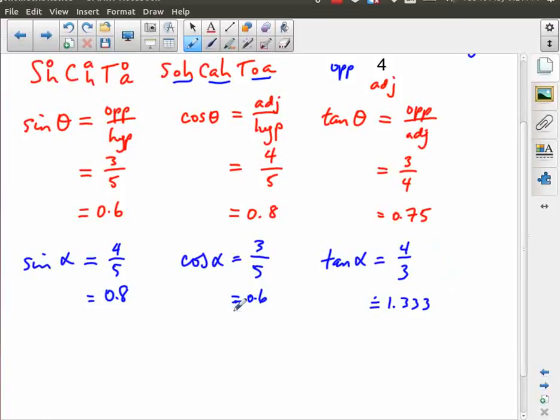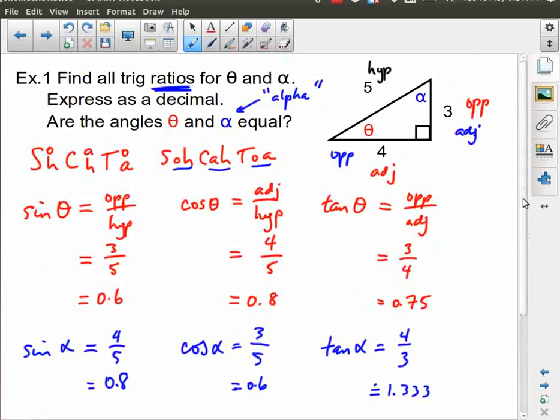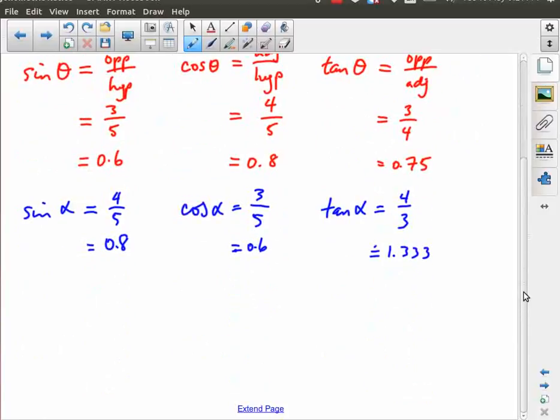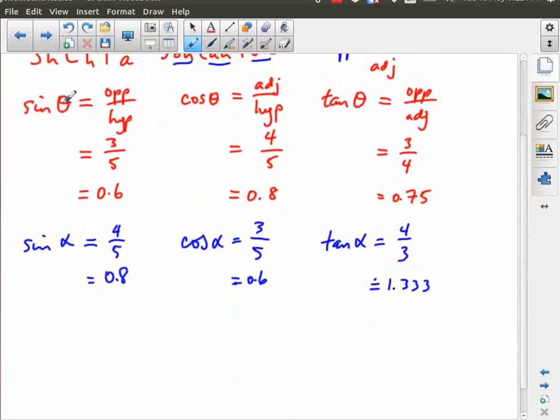So that being the case, it then asks the question, are these angles the same angle? Well, if the angles are the same, then the sine of the angles would be the same. But are they? They are not. The sine of theta is 0.6, the sine of alpha is 0.8. And that would be true for any of them. So you could use any of these to show that they're not the same angle. The cosine of theta is 0.8, the cosine of alpha is 0.6. These are not the same.